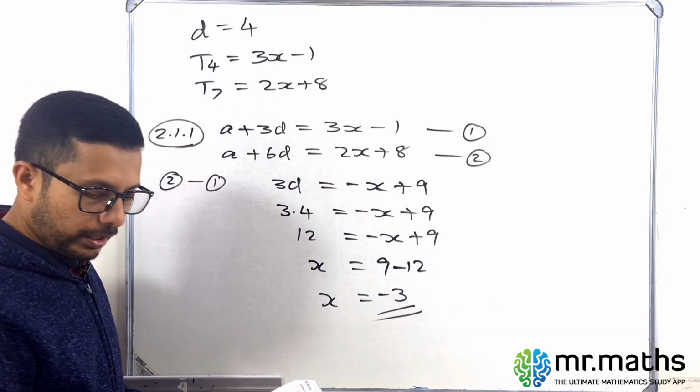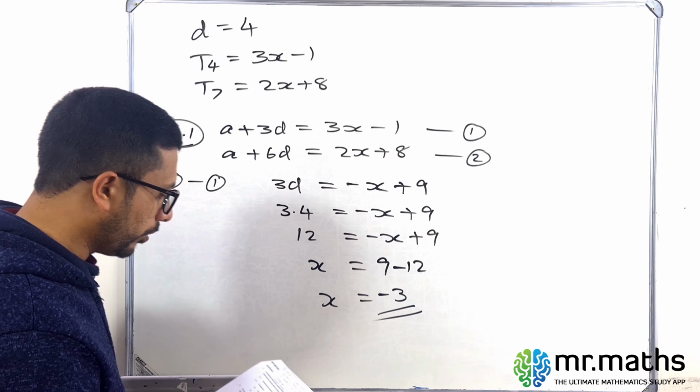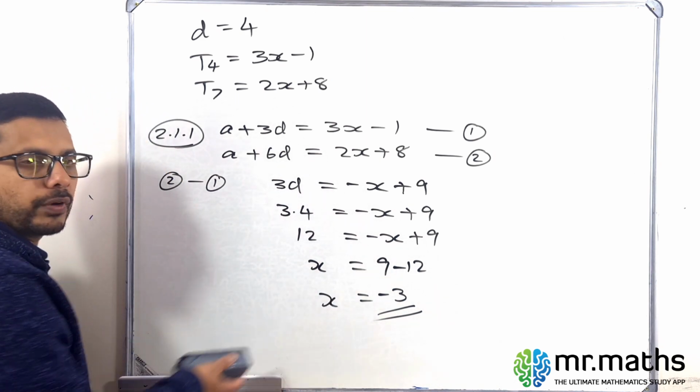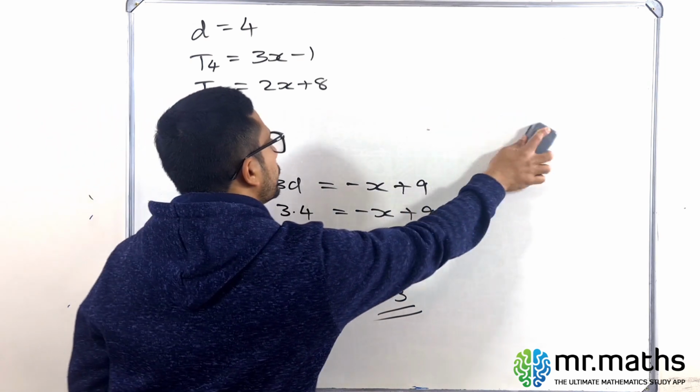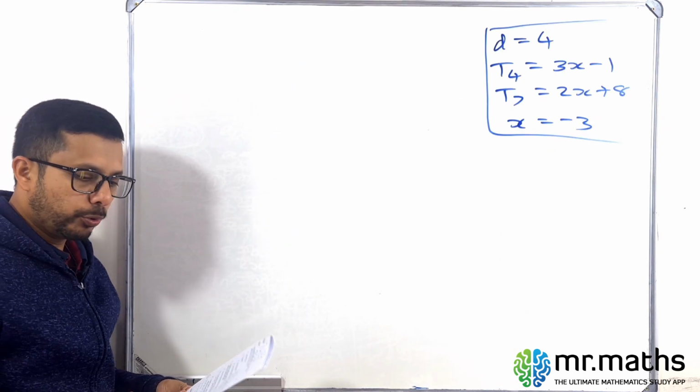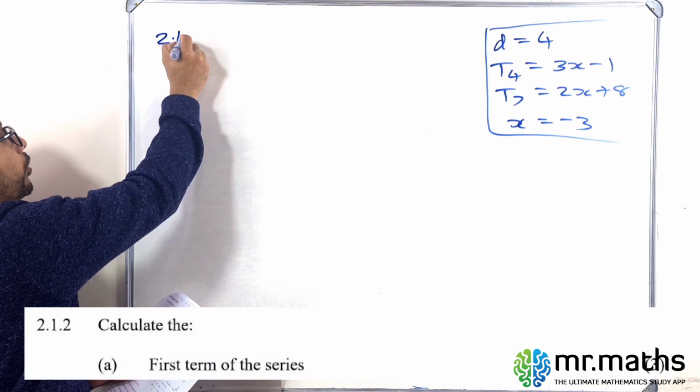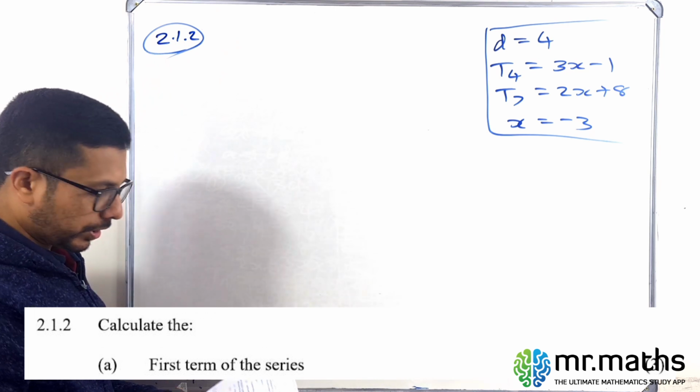So that is question number 2.1.1. Now let's move to the next question, 2.1.2. So don't forget that the value of x is minus 3. Let's move to the next question, 2.1.2. What is that question?